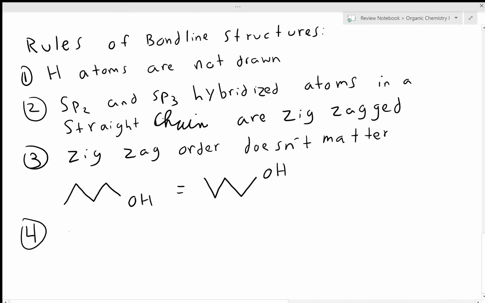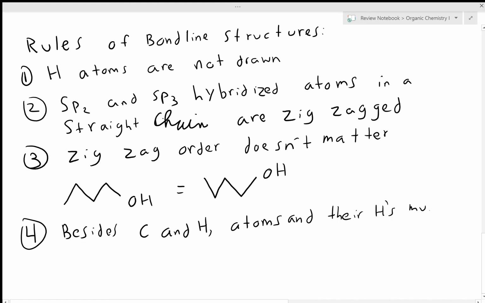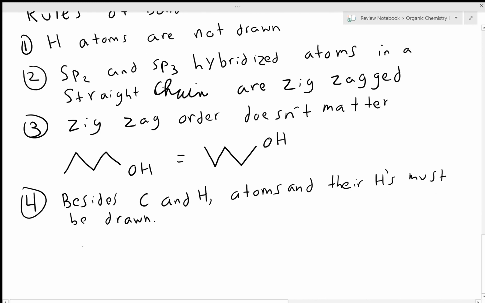Rule number 4, besides our carbon and hydrogen, our atoms and their H's must be drawn. Going back to this, our alcohol group has an OH, so that must be drawn. It's an alcohol group. You want to show those.